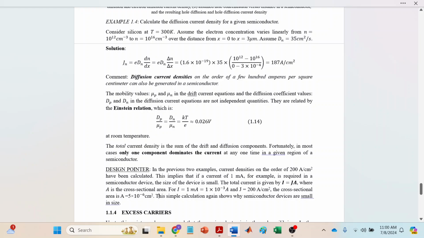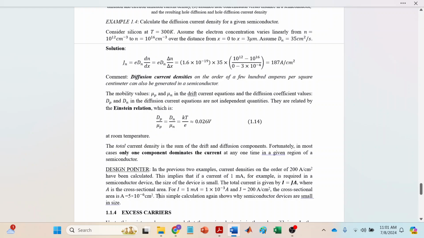And it's important to note that the total current density is a sum of the current density as a result of the drift and diffusion components. But fortunately for us, we only need one component, because only one component dominates at a given time in a given region. So most times you don't need to add the drift and the diffusion components together.